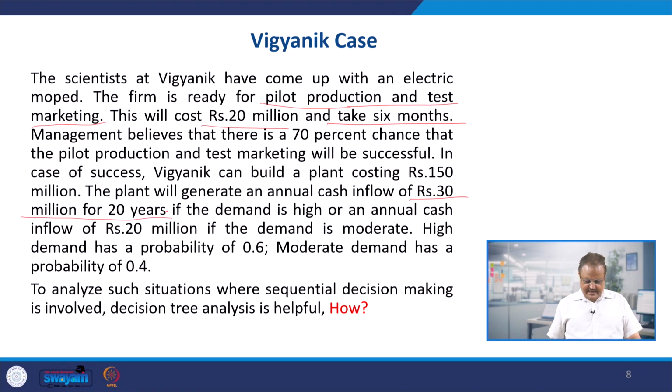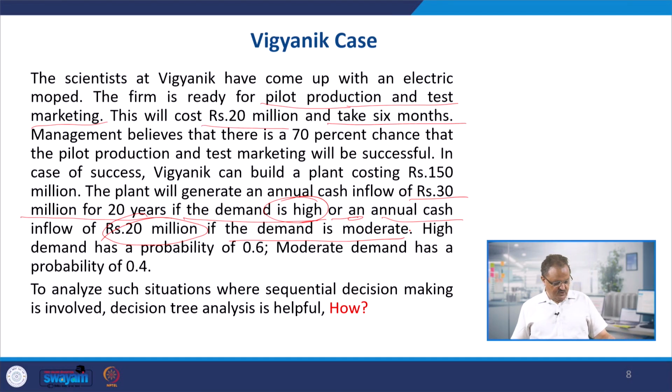The plant will generate the cash flows if the demand is high. So the plant will require the investment of 150 million, and it can generate an annual cash inflow of 30 million for the next 20 years if the demand is high, or an annual cash flow of 20 million if the demand is moderate, right? High demand has a probability of 0.6 or 60%, and the remaining 40% probability is for moderate demand, right? So we have to analyze this whole thing with the help of decision tree analysis.